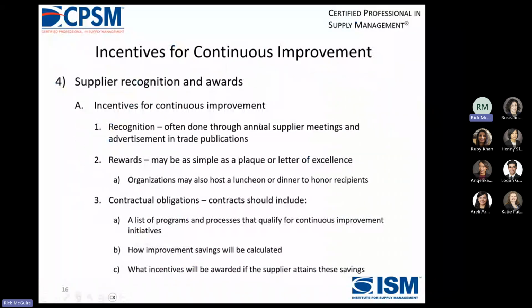And then supplier recognitions and awards. So these are incentives for continuous improvement. So annual supplier meetings like our SPM meeting, it's good recognition for doing a good job. Rewards, plaques, which we give out at SPM, but also more business is what the supplier really wants. Lunches and dinners, that type of thing. Contracts should include a list of programs and processes that qualify for continuous improvement initiatives, how improvement savings will be calculated, and what incentives will be awarded.